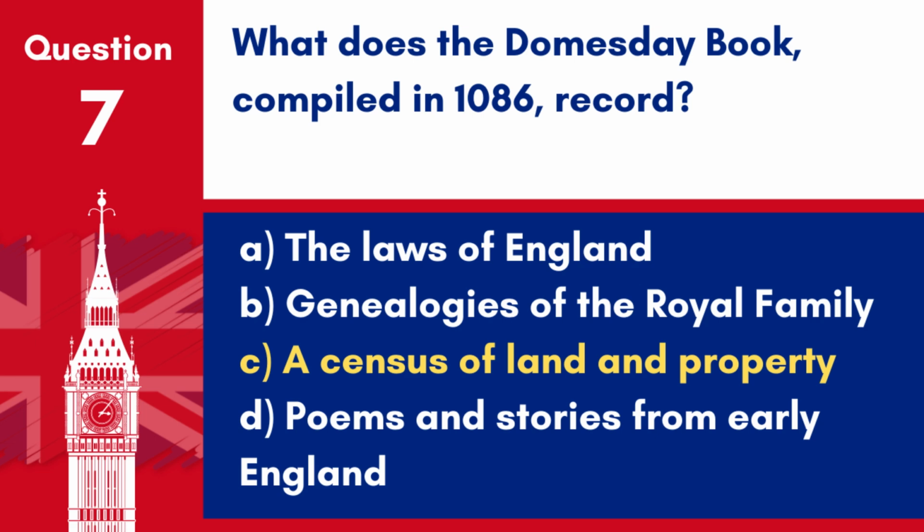Answer: C. A census of land and property. The Domesday Book, compiled in 1086, is a comprehensive record of land and property in England.